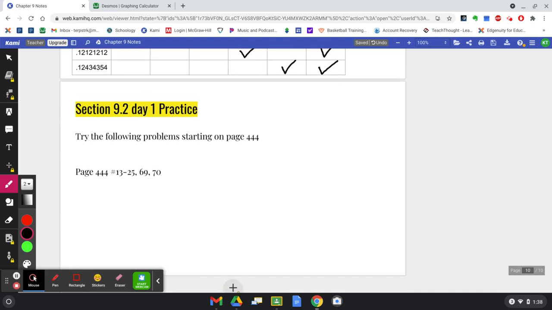So I know those number sets are a little bit confusing. So here's what I want you to do. I want you to start with just a short practice assignment, just listing what sets a number belongs to. So page 444, doing 13 to 25 and 69 and 70. Let me know if you have any questions. Look forward to talking to you soon.